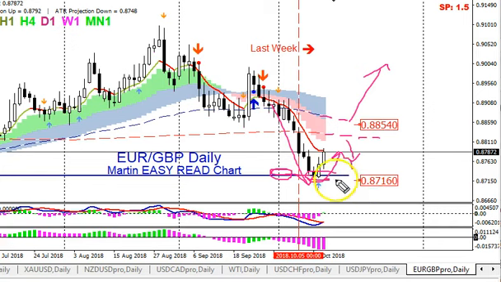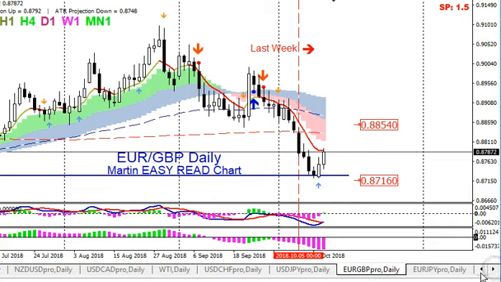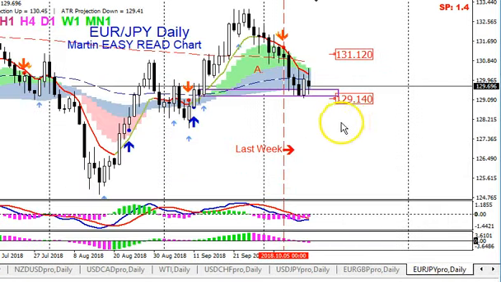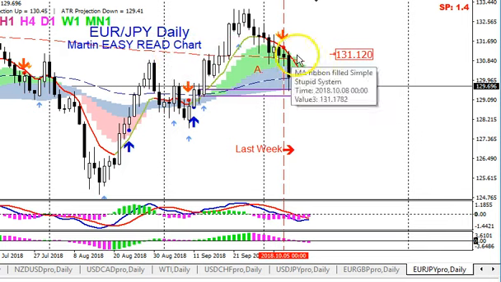For the downside, price would have to come right back down, clear the previous swing low, and look for sells below 0.8716. Okay, now the next cross pair, Euro Japanese Yen, again similar to the previous pair I just discussed, sells below 129.14 and buys above 130.112. Take a look. We've got here this red dash line.